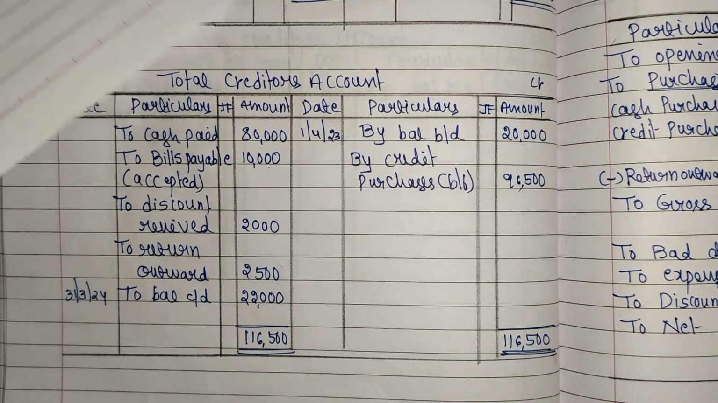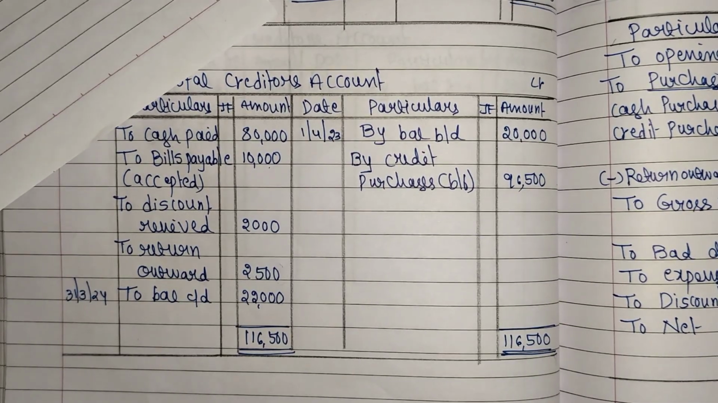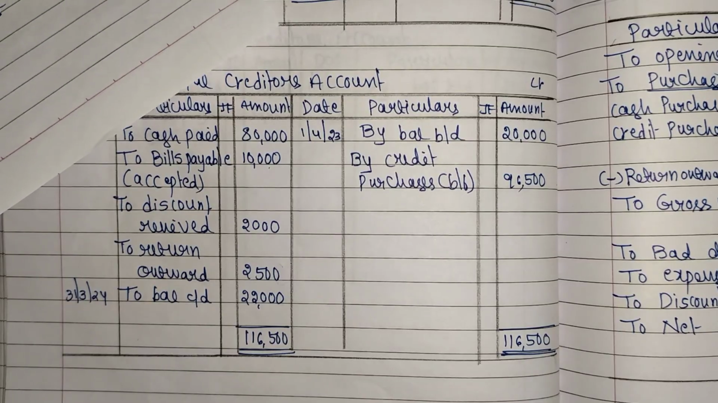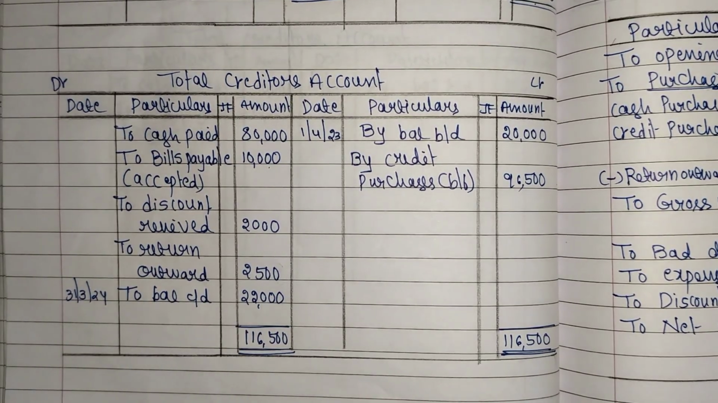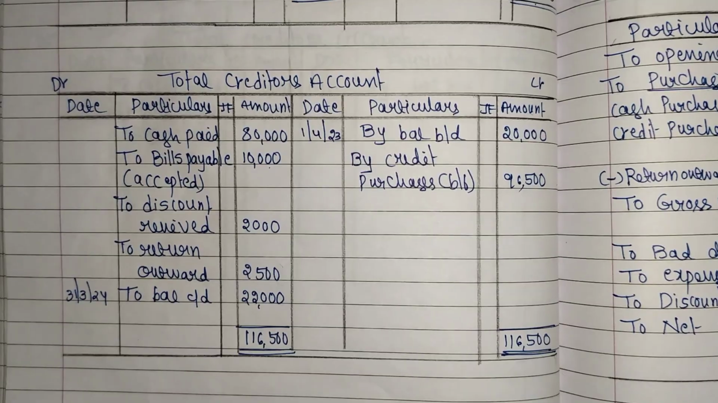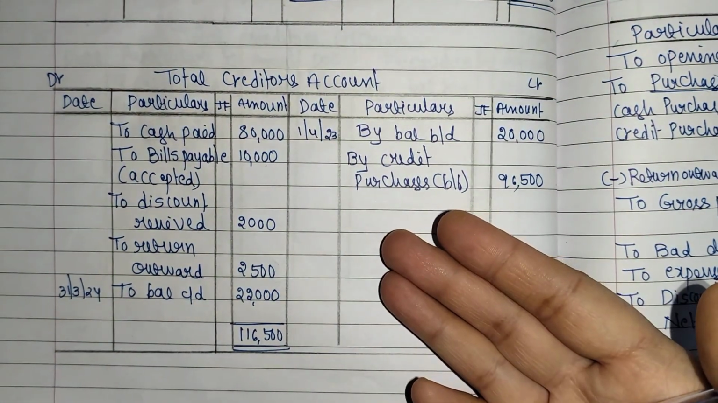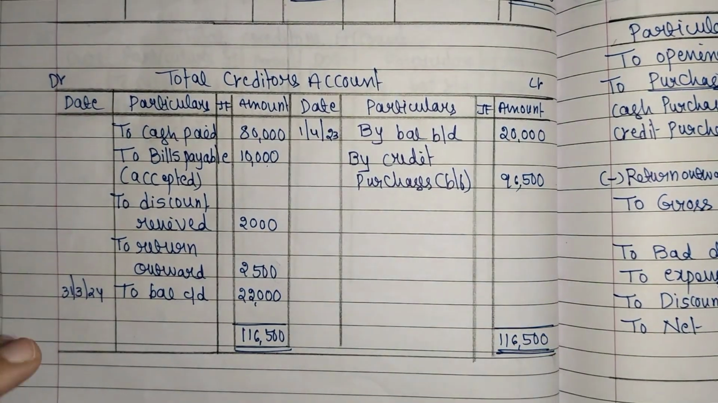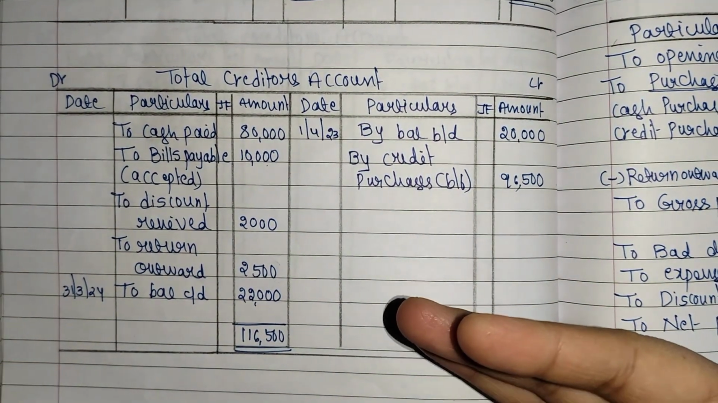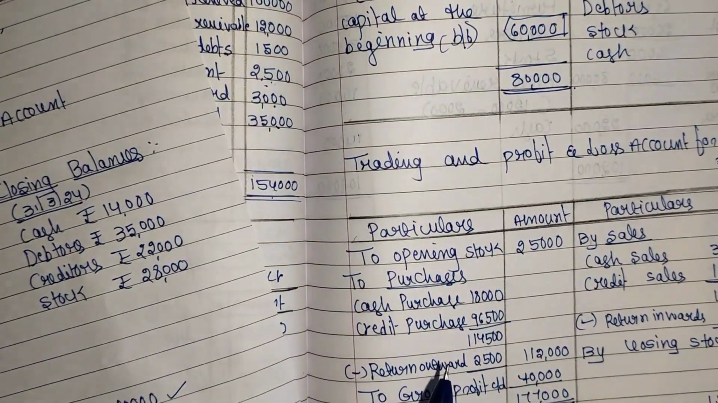Now what is the next step? First we prepared the statement of affairs as on April 1st 23 to find out the capital at the beginning. After that we prepared the missing accounts, that is debtors account and creditors account. Now next step is we need to prepare the trading account. Clear? So in the last classes I have explained the format of trading account.